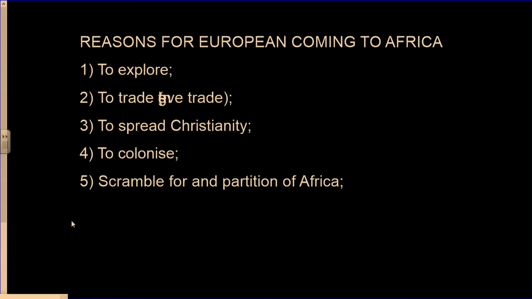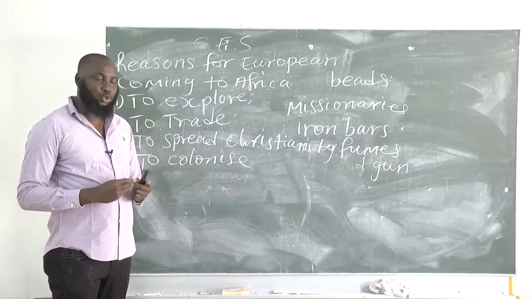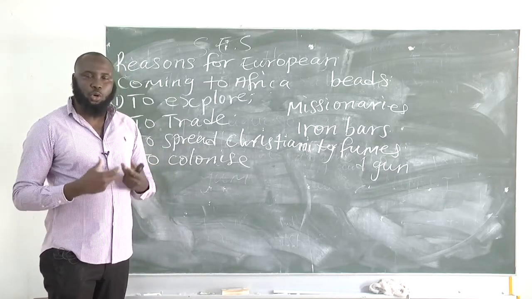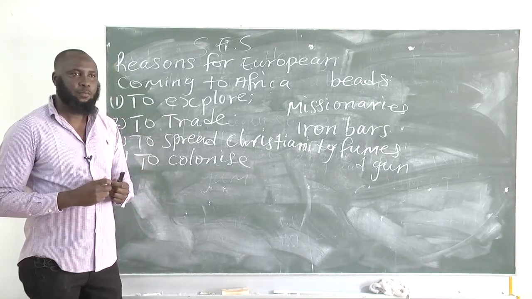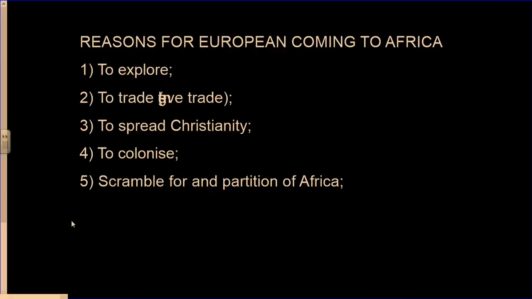And the fourth one was to colonize. This was when they started to have colonies in Africa. That is to extend their political control over Africa. And in West Africa, for instance, the British were here to colonize, or they had colonies in West Africa in particular. The French also were here, who were rivals to the British. And you also have the Portuguese as well.